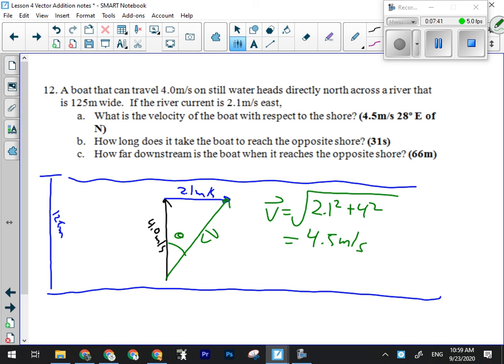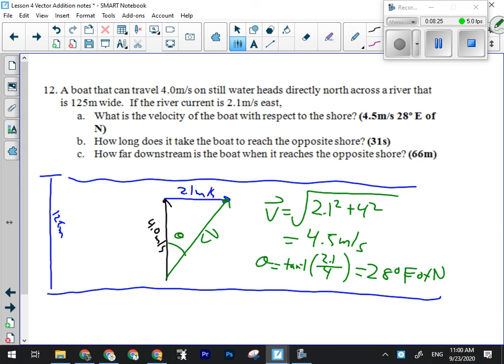Everybody all right with that part? If we want to find the vector, theta will equal tan to the minus 1 of the opposite side, 2.1, over the adjacent side, 4, giving us our 28 degrees east of north. Now I've calculated that, and I'm never going to use that number again. The question just asked me to calculate it, but I don't use it for any of the following questions because it doesn't point across and it doesn't point downstream. It's the average of both. So it can't tell me anything about how far downstream I go or how long it takes me to get across.